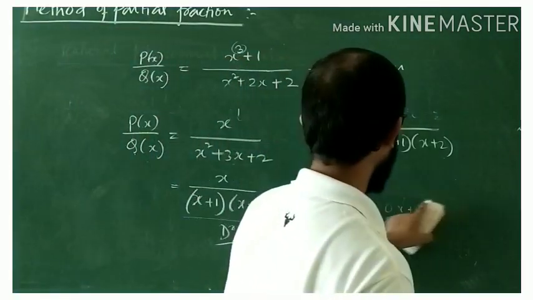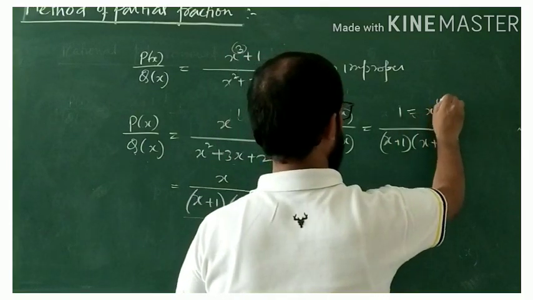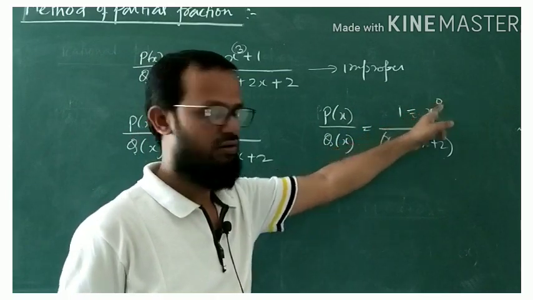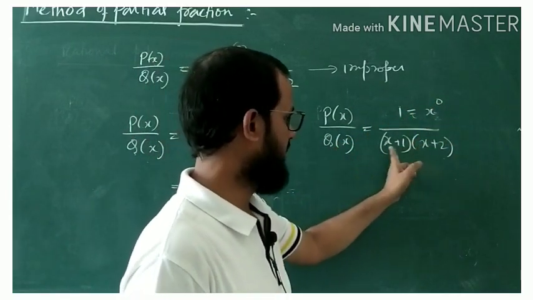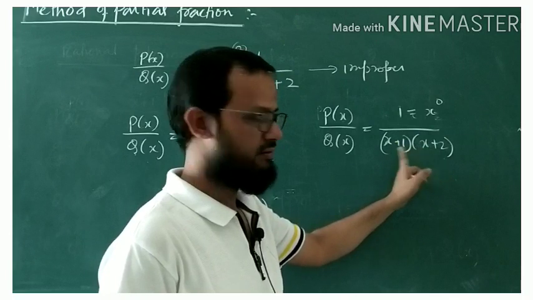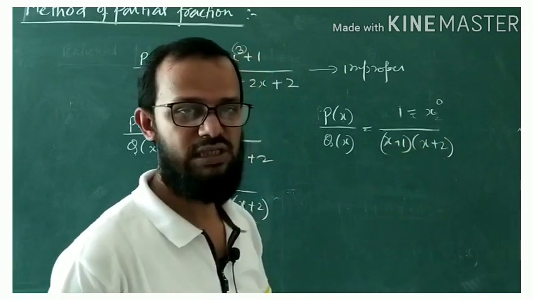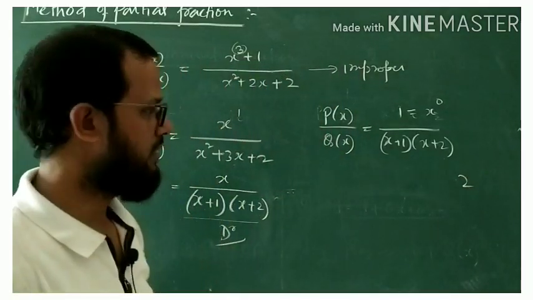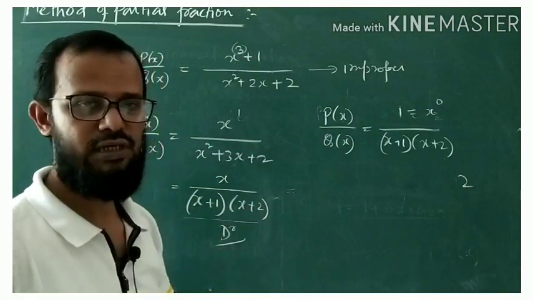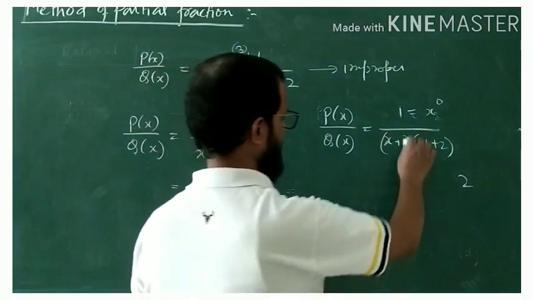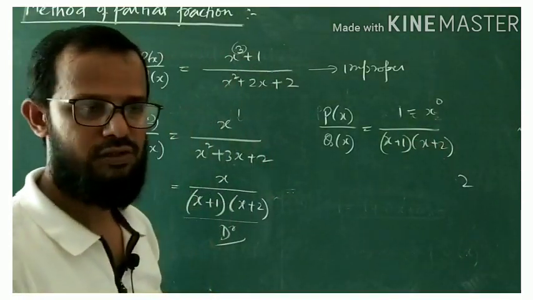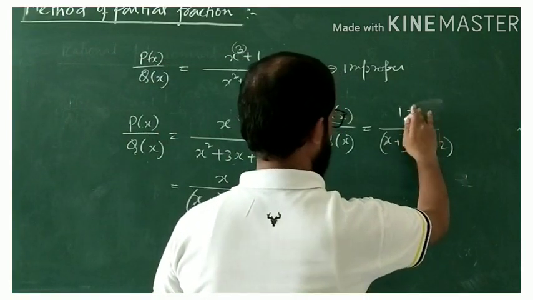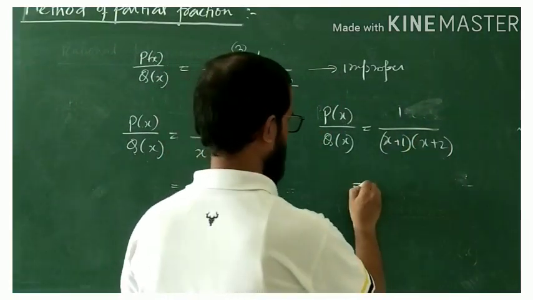So that particular 1 can be written as x to the power 0 also. So the degree of p(x) is equal to 0. And the degree of q(x)? Multiplying the factors, x into x becomes x², so the degree is 2. Finally the degree of p(x) is less than the degree of q(x), and therefore it is a proper rational polynomial function. And this proper rational polynomial function can be resolved into a partial fraction.